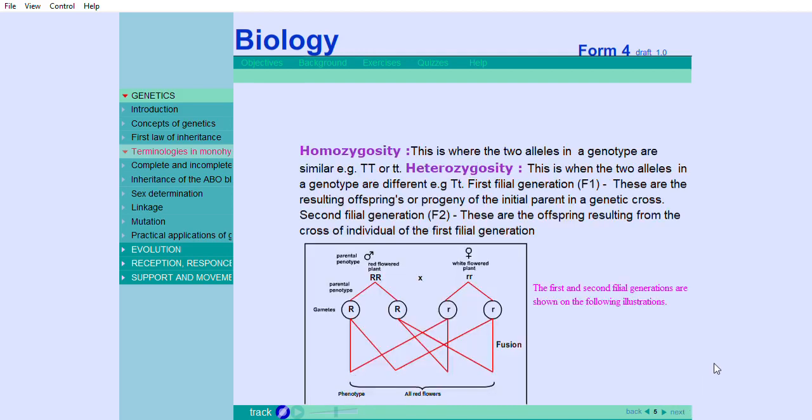Homozygosity. This is where the two alleles in a genotype are similar. For example, double capital T or double small t. Heterozygosity. This is when the two alleles in a genotype are different. For example, capital T and small t. First filial generation, F1. These are the resulting offspring or progeny of the initial parents in a genetic cross. Second filial generation, F2. These are the offspring resulting from the cross of individuals of the first filial generation. The first and second filial generations are shown in the following illustrations.